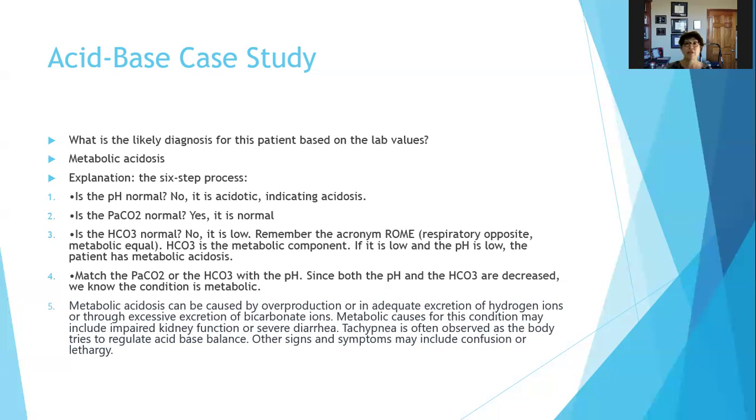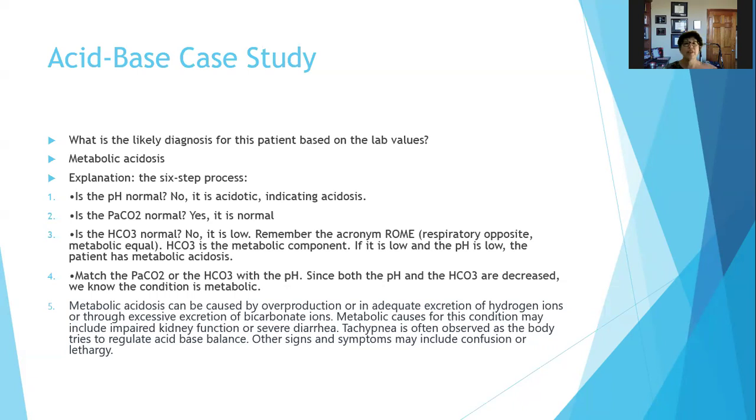So remember, respiratory is opposite. If you're acidotic and your CO2 is up, so pH down, CO2 up, you're in respiratory acidosis. If pH is down and bicarbonate is down, then you're in metabolic acidosis. And it's the same for alkalosis. If pH is up and CO2 is down, it's respiratory alkalosis. And if pH is up and bicarbonate is up, that's metabolic alkalosis.